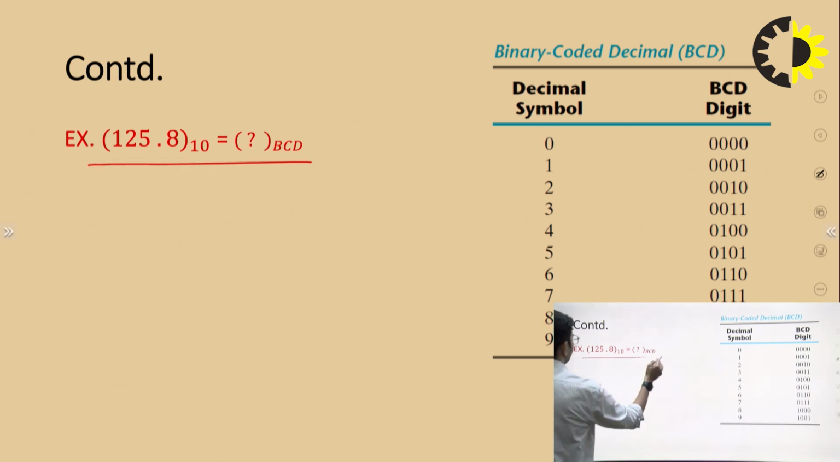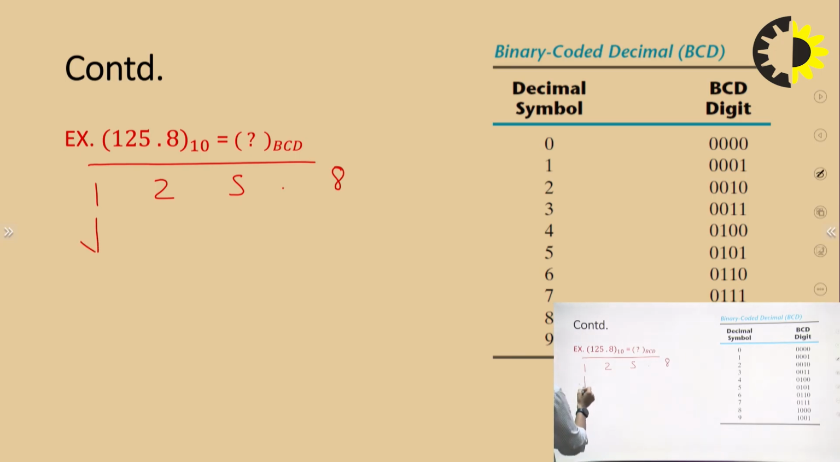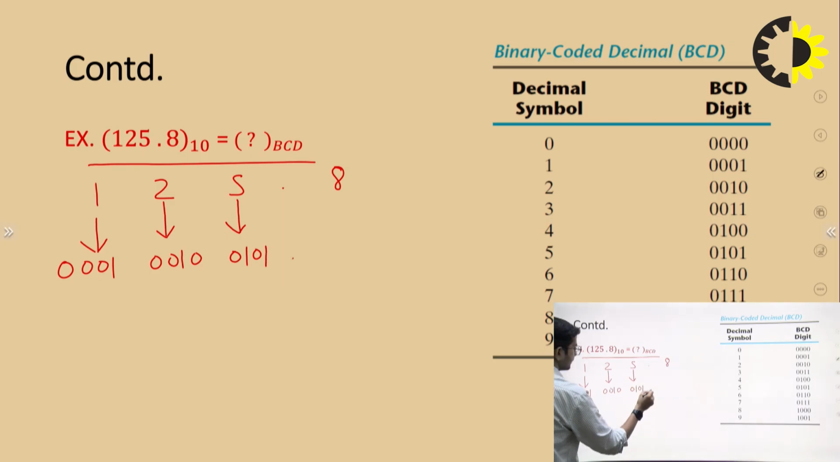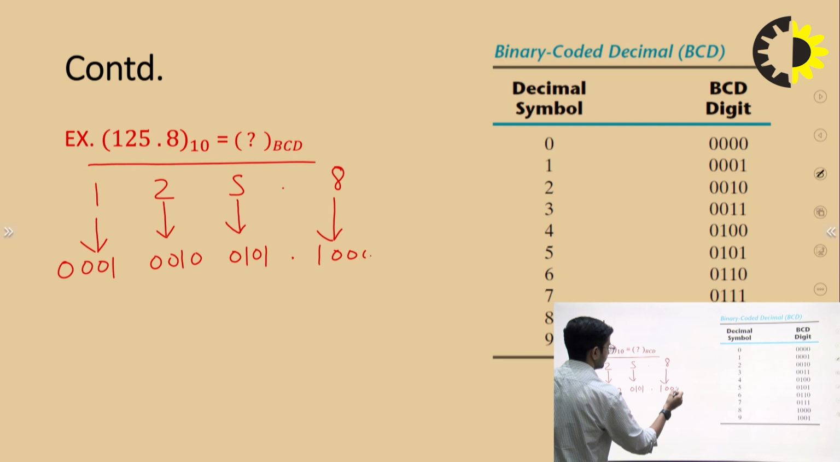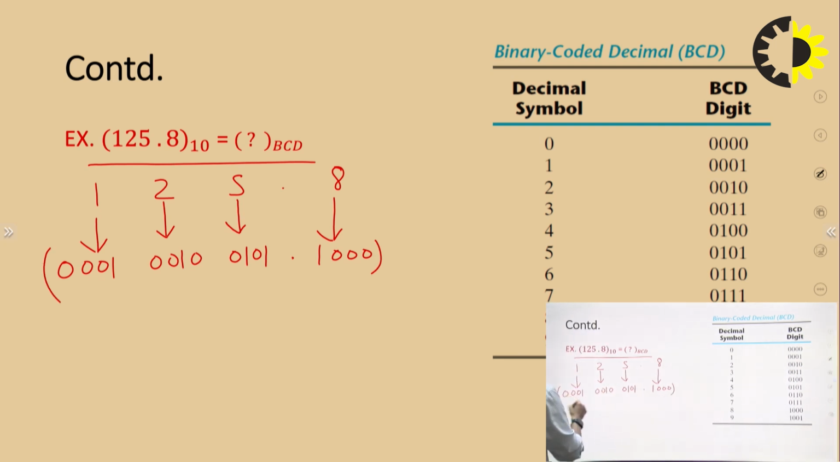For example, if we want to convert 125.8 into BCD, we just replace each digit by its 4-bit binary equivalent: 1 is 0001, 2 is represented by 0010, 5 is represented by 0101, and 8 is represented by 1000. So this is our equivalent BCD number.